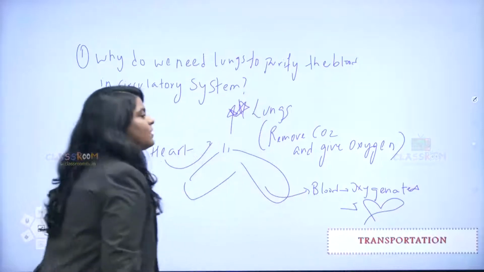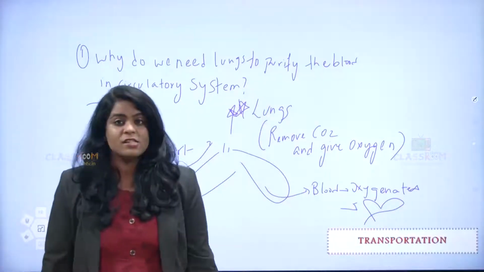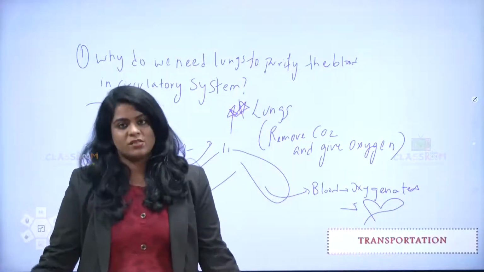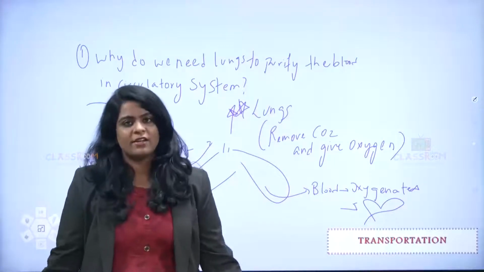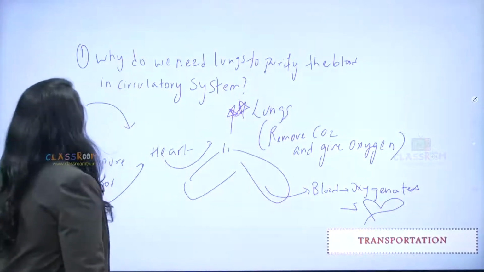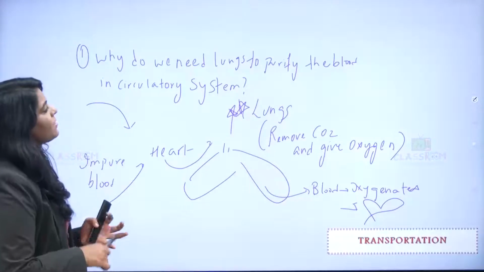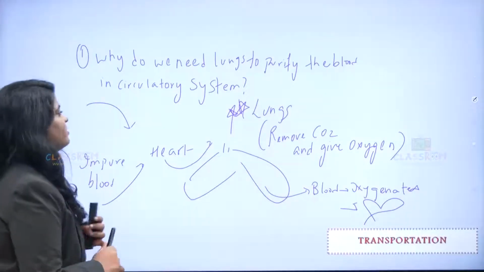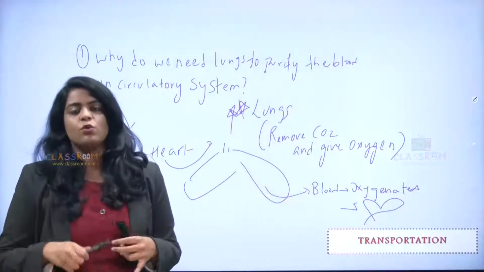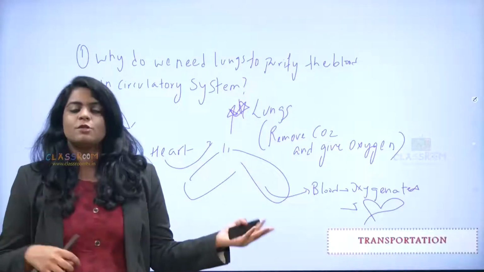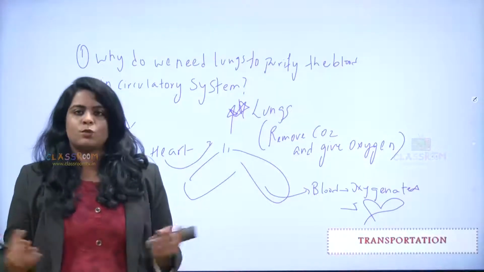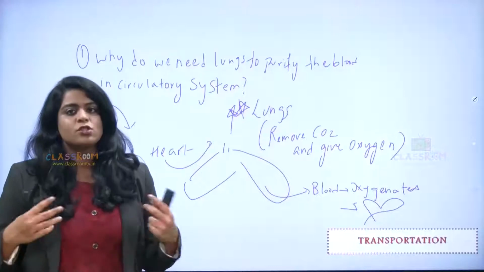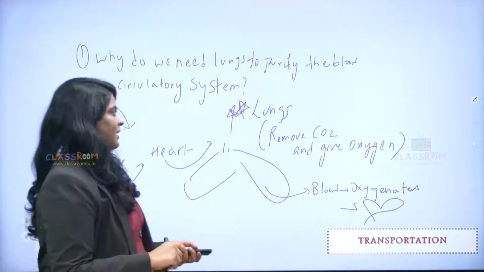Okay, so why do we need lungs? So that our blood is oxygenated. We don't get deoxygenated blood all through our body. So we definitely need lungs to purify the blood in the circulatory system, because they change deoxygenated blood into oxygenated blood and distribute it to all parts of the body. So the blood has oxygen, not carbon dioxide. Okay.